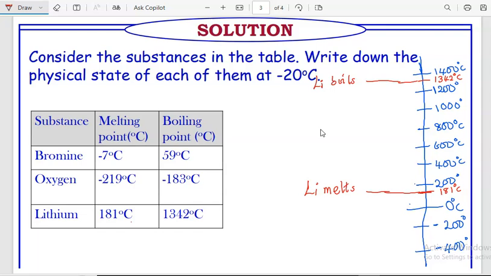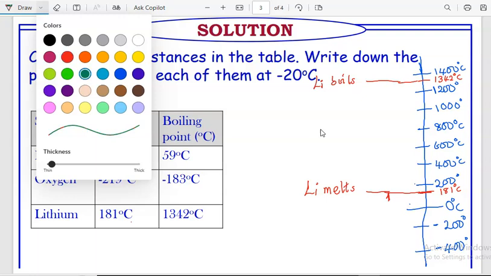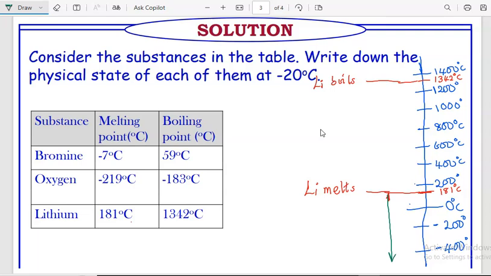So what it means is that below this temperature, lithium is a solid. So from 181 degrees Celsius down to temperatures below that value, lithium is a solid. At 181 degrees Celsius, lithium melts, and once it melts, it becomes a liquid. It remains a liquid until it boils. So from here until it boils, lithium is a liquid. Then once it boils, it becomes a gas. So from 1342 degrees Celsius, lithium is a gas.